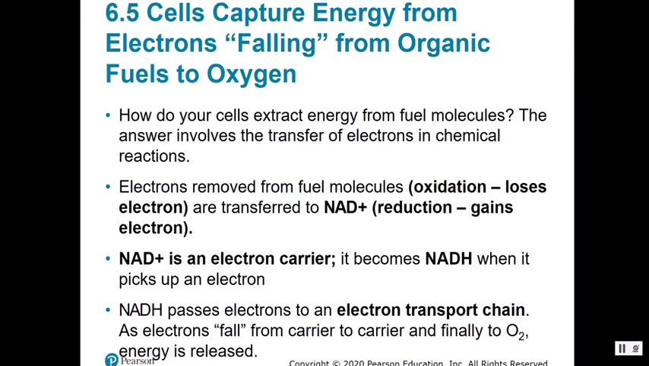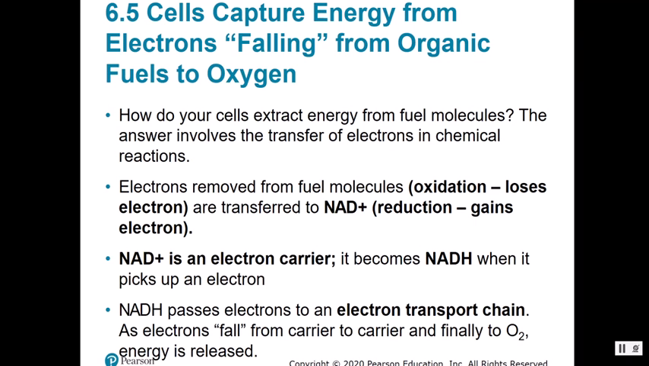This is called oxidation. Oxidation means you lose an electron, or it's removed. They are transferred to NAD, okay? NAD is an electron carrier, all right? When it picks up an electron, it becomes NADH. But when NAD picks up an electron, that's called reduction. Reduction means you gain an electron.